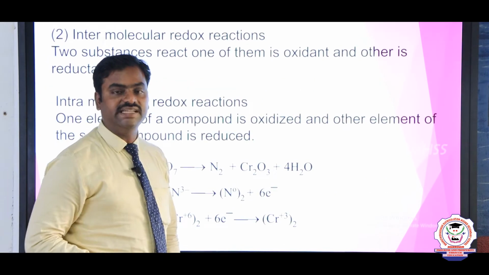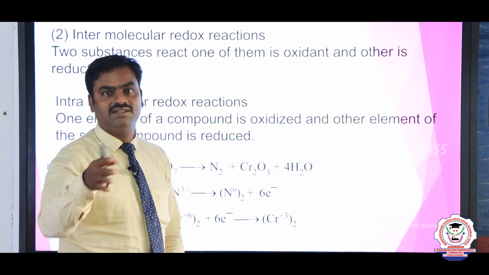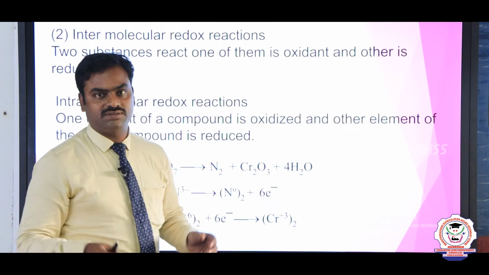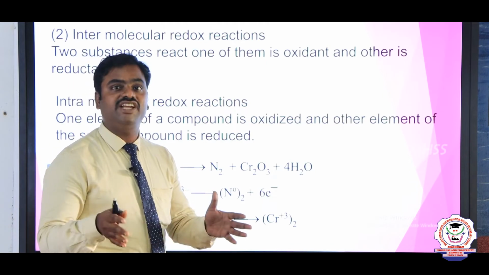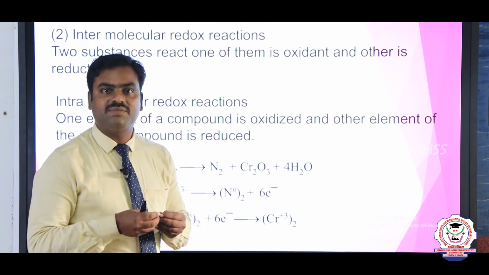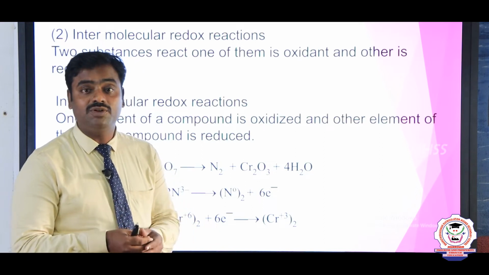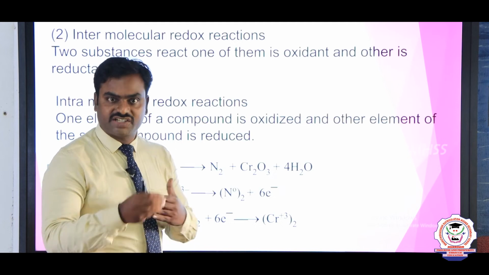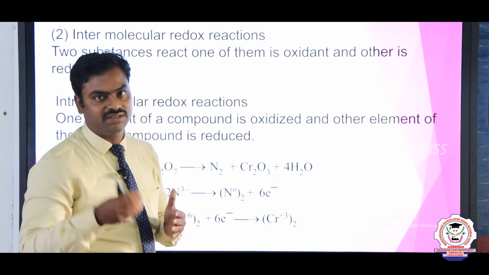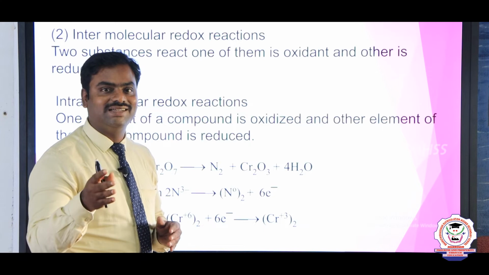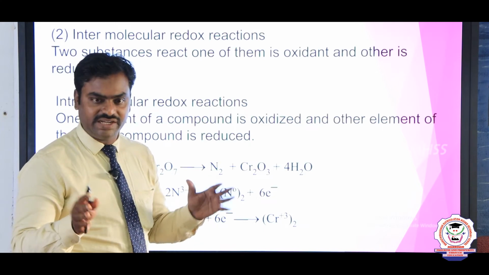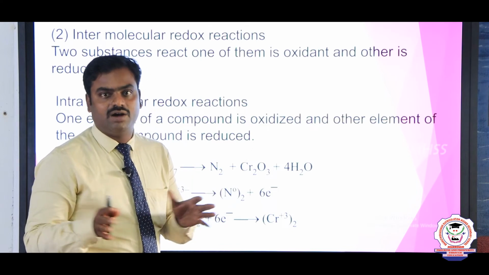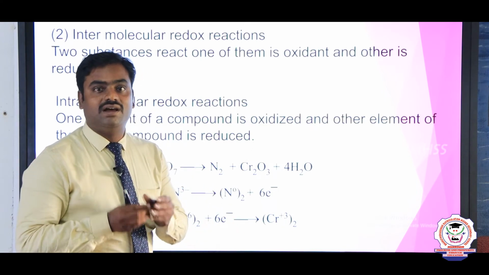The next type is intermolecular and intramolecular redox reactions. What is intermolecular? Two different compounds undergoing oxidation and reduction is known as an intermolecular redox reaction. What about an intramolecular redox reaction? Within a molecule, reduction as well as oxidation may happen. Those kinds of reactions are known as intramolecular redox reactions. Very, very particular, and also it doesn't occur regularly. It is very occasional.